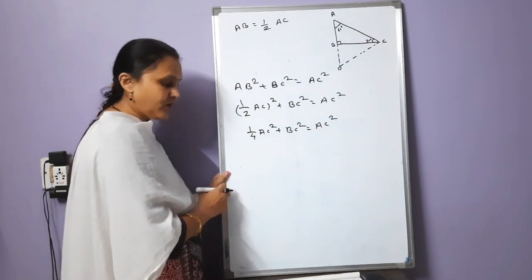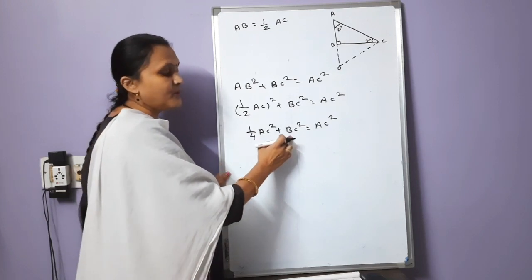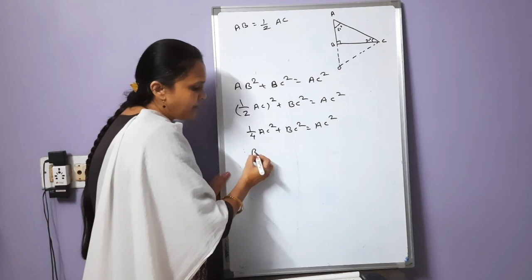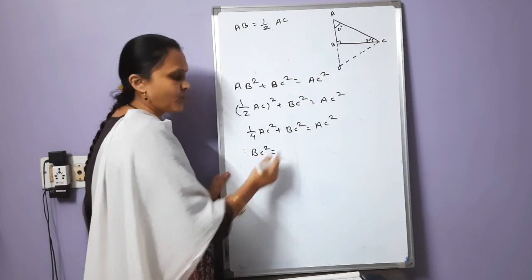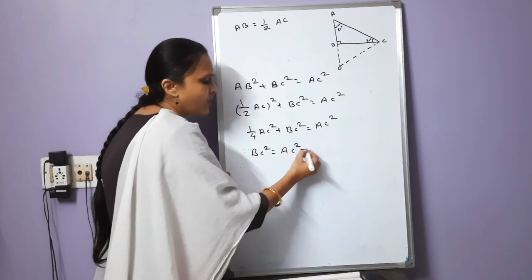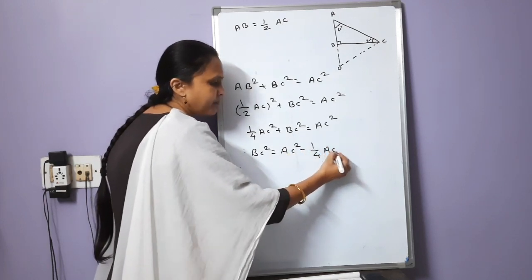Now what do we want here? We want the equation in terms of BC. So what do we have to do here? We have to do this: BC square equals, we are keeping BC on this side and we are transferring this 1 by 4 AC square.